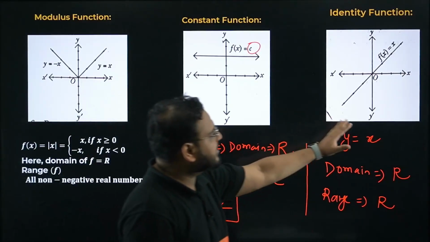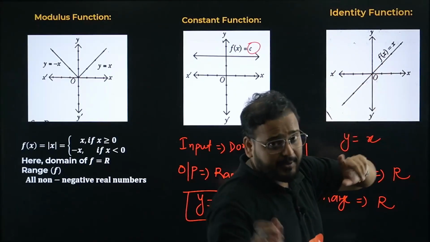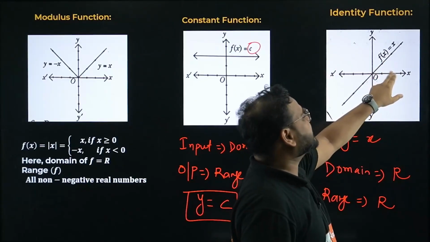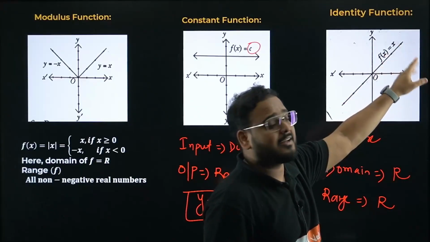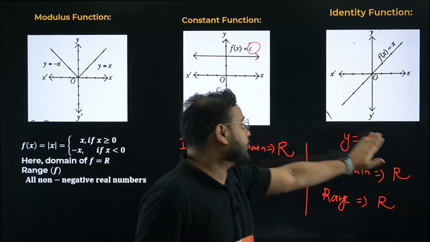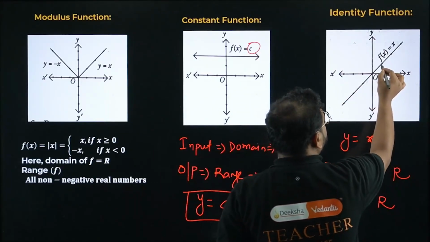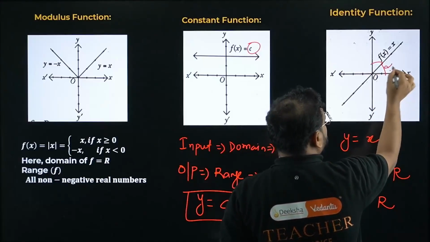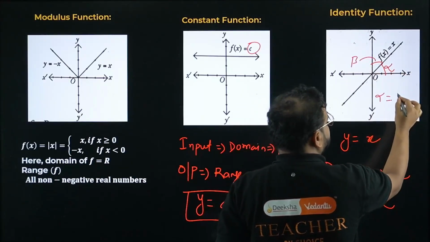Simple enough. Please check: the straight line passes through the origin and is equally inclined to both the x and y axes. If I had 2x here, it would not be equally inclined, since here I have 1x, y equals x. That's why it is the identity function. It is equally inclined: if I call this angle alpha and this angle beta, then alpha and beta will be equal here.